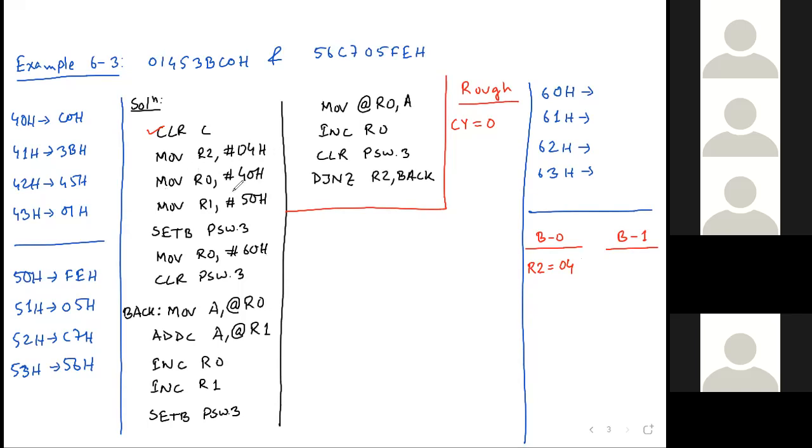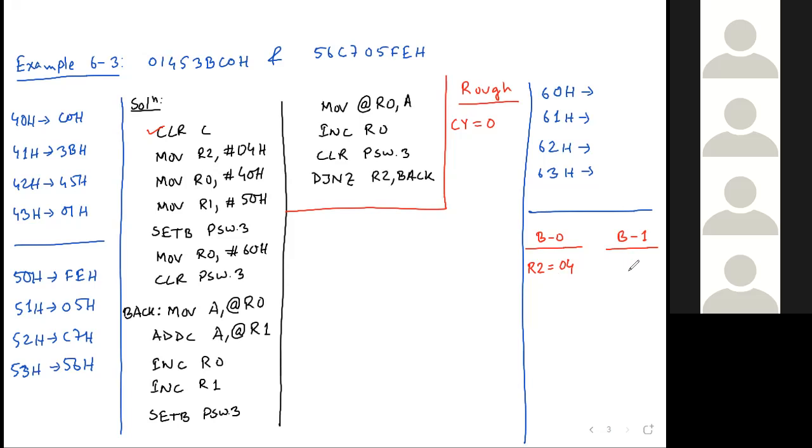Now move R0, 48. So the same question again. Where does this R0 belong? Bank 0 or bank 1? 0, sir. Exactly, definitely it is 0. So R0 contains the initial address, which is.